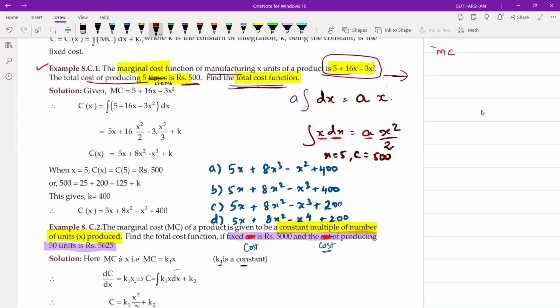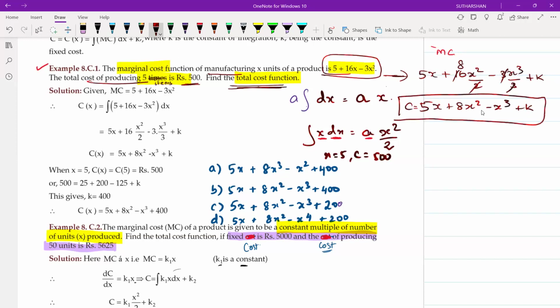We'll simply integrate this. If I integrate 5, it will become 5x plus 16x, it will become 16x square by 2 minus 3x cube by 3 plus k. The 3 gets cancelled, this 2 gets cancelled. It will become 5x plus 8x square minus x cube plus k. C is equal to that, that's what my total cost is.